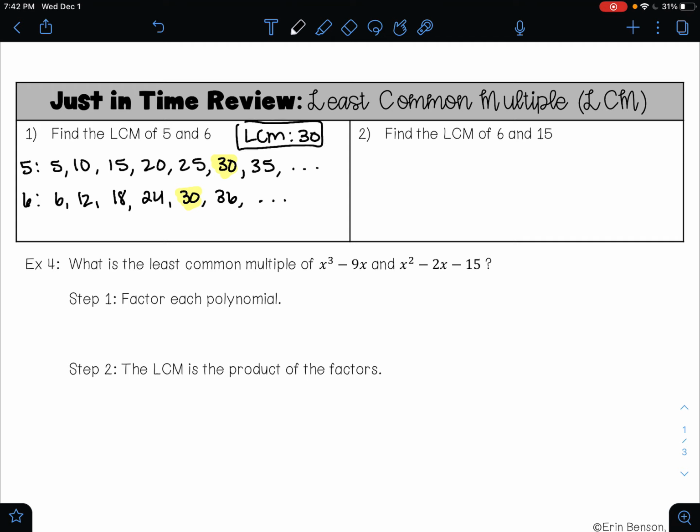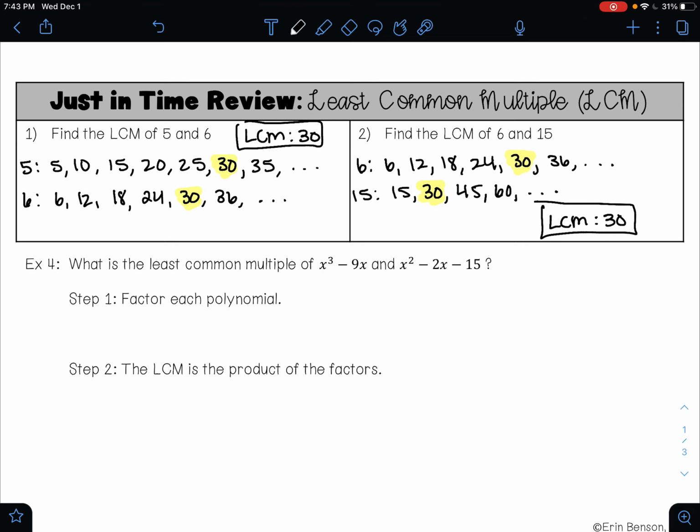Let's try that again for the second one. I want to find the least common multiple of 6 and 15. Well, we just found the multiples of 6. They are 6, 12, 18, 24, 30, 36, and so on. The multiples of 15 are 15, 30, 45, 60, and so on. What is the least common multiple that they have in common? Well, they have 30 in common. So here, the LCM of 6 and 15 is 30.